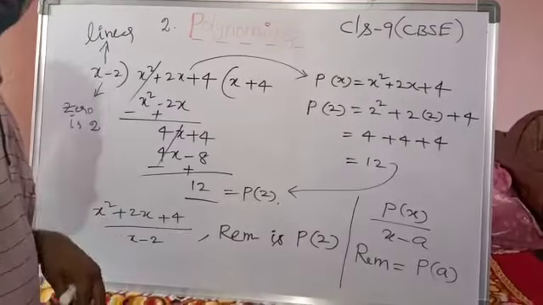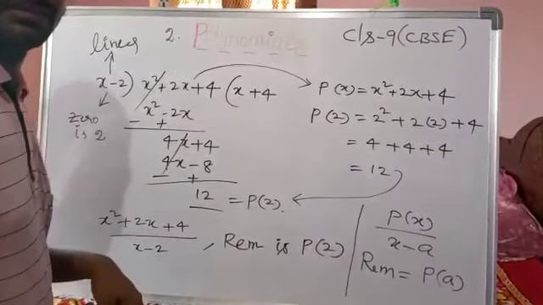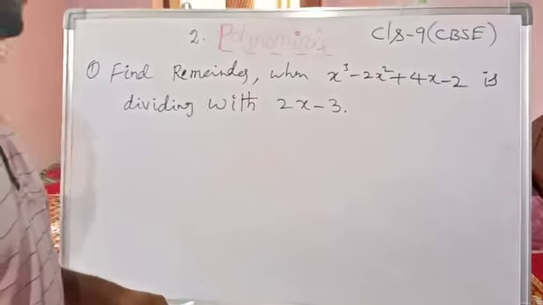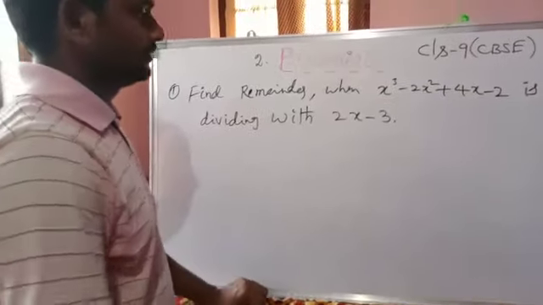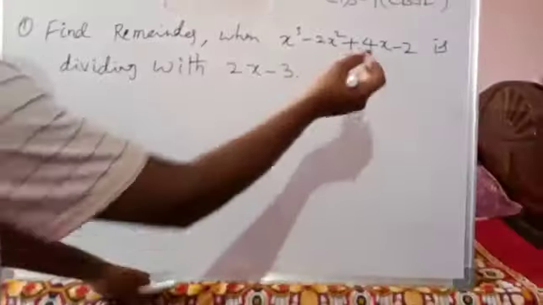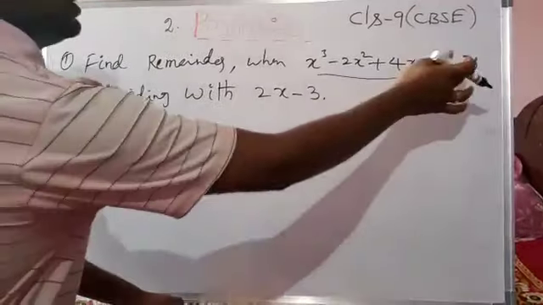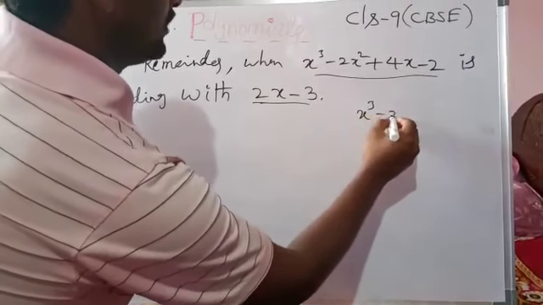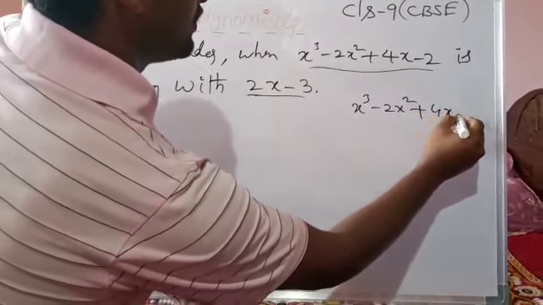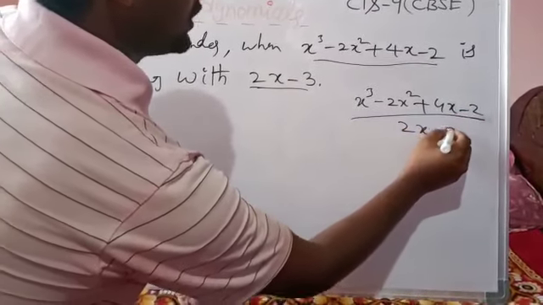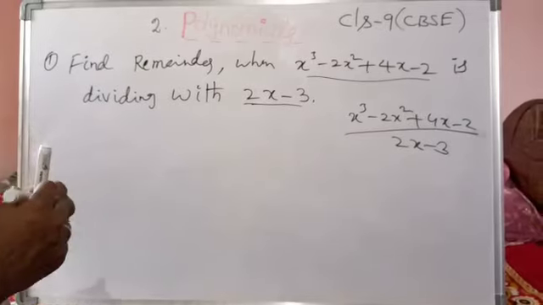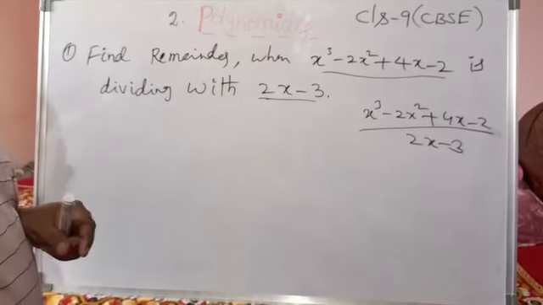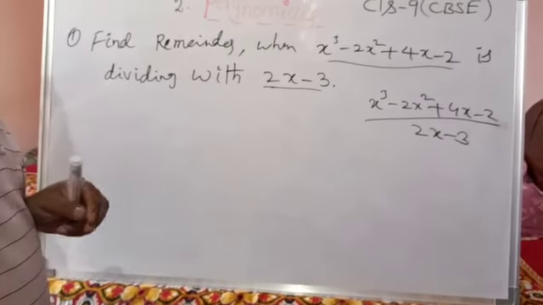So we will see some examples by following the remainder theorem. Here is one example: find the remainder when a cubic polynomial, x cube minus 2x square plus 4x minus 2, is divided by 2x minus 3. Then what is the remainder? To find the remainder, students, if you follow the long division method, it will take more time. But if you follow the remainder theorem, you can easily find the remainder.